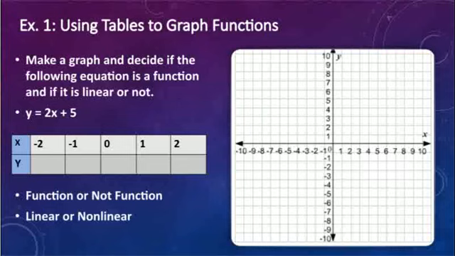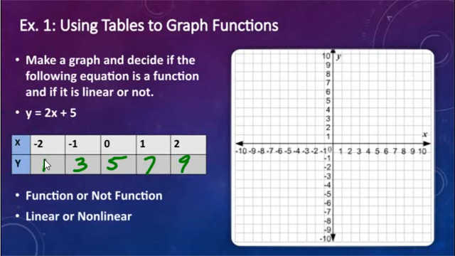Here we put a negative 2 in. Negative 2 times 2 is negative 4 plus 5 is 1. Negative 1 times 2 is negative 2 plus 5 is 3. 0 times 2 is 0, plus 5 is 5. 1 times 2 is 2, plus 5 is 7. 2 times 2 is 4, plus 5 is 9. So this one was similar to the one we did, but it was a minus 5 instead of a plus 5. Let's plot our points.